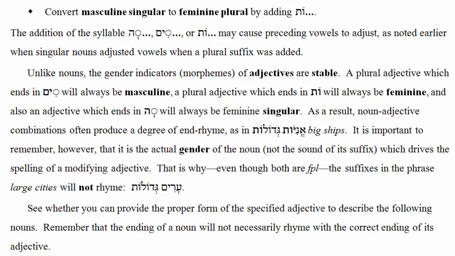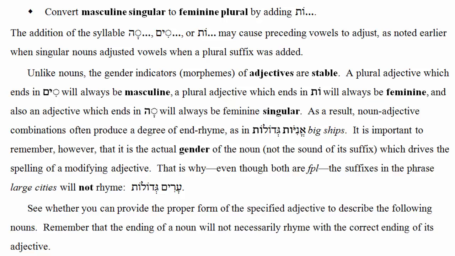Similarly with feminine nouns. Many, not all, but many feminine nouns rendered plural end in the ot suffix. And when it comes to adjectives, all feminine plural adjectives will end ot. Consequently, you hear the end rhyme in the phrase oniot gedolot, big ships.